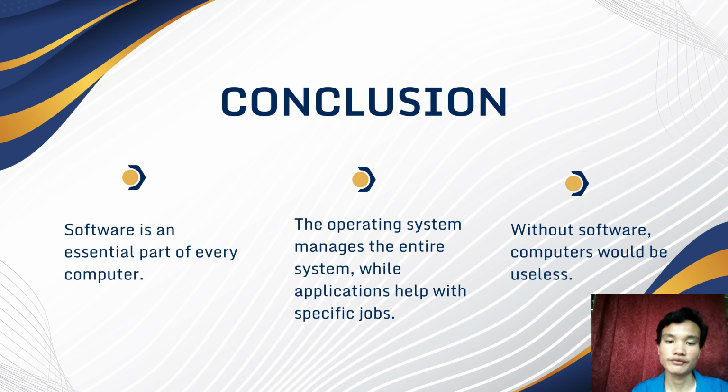Conclusion, and we have three conclusions here. The first is software is an essential part of every computer. The second is the operating system manages the entire system, while applications help with specific jobs. And the last, without software, computer will be useless. Without software, computer is nothing.